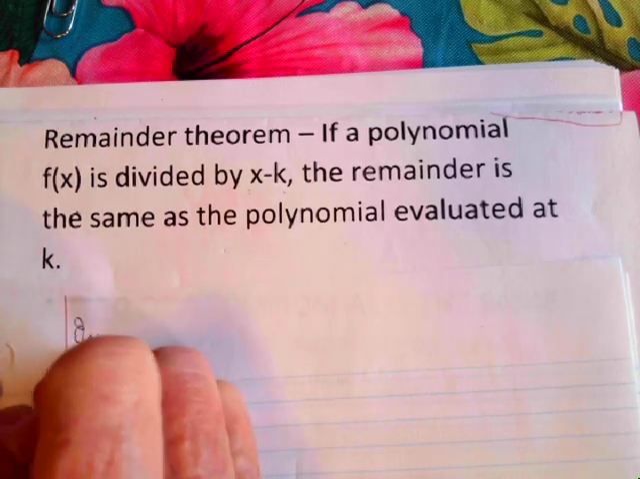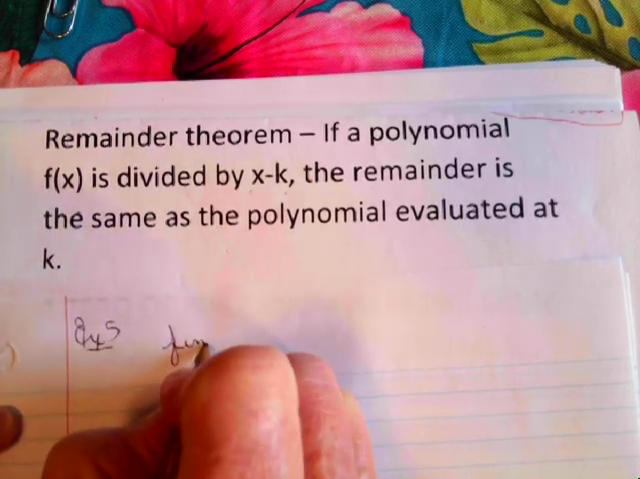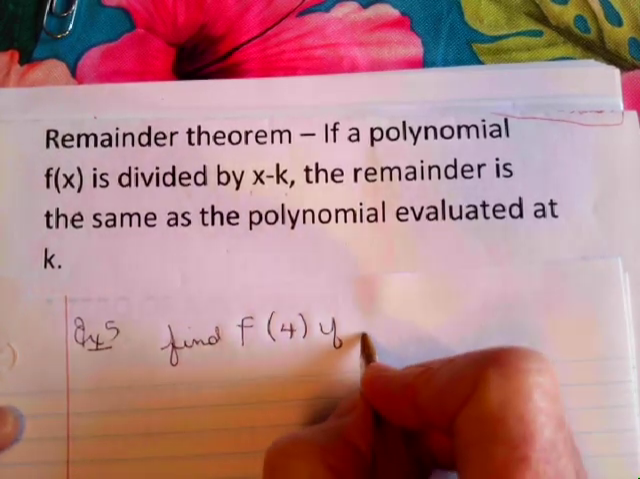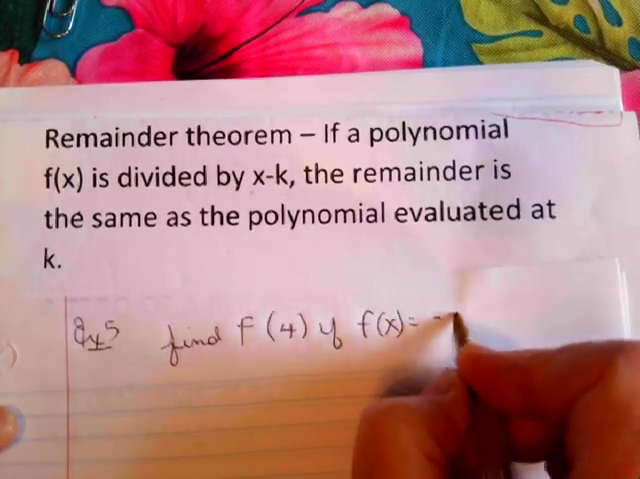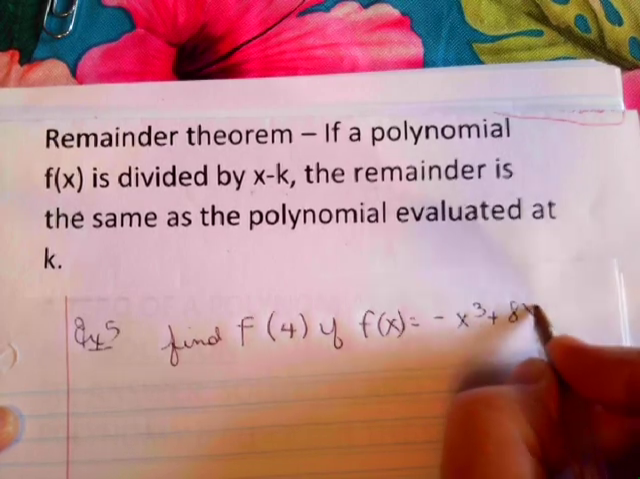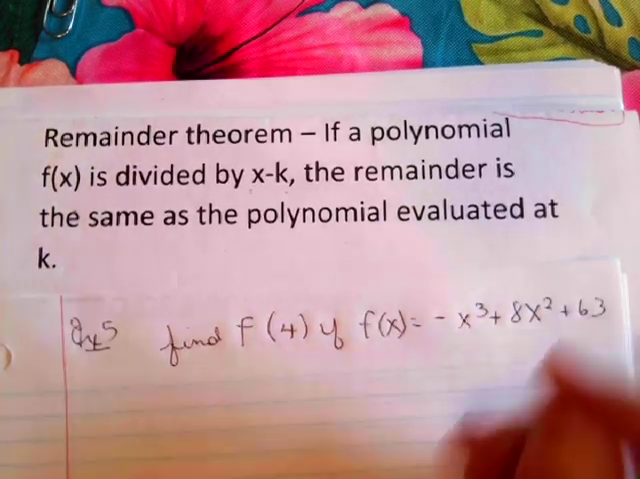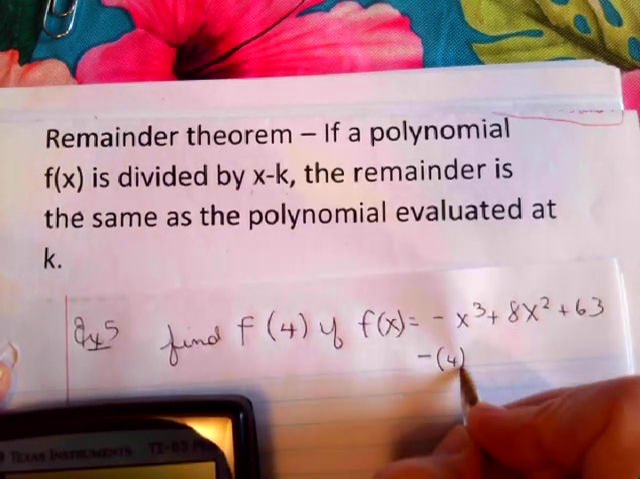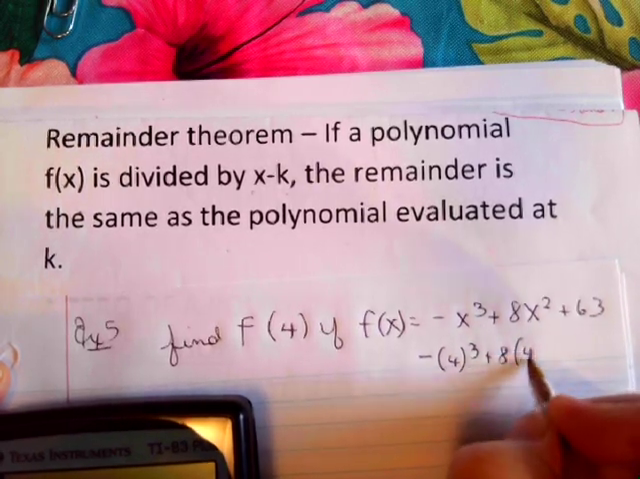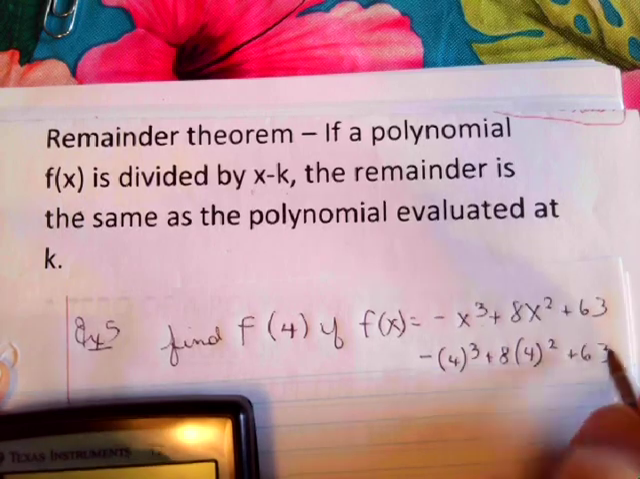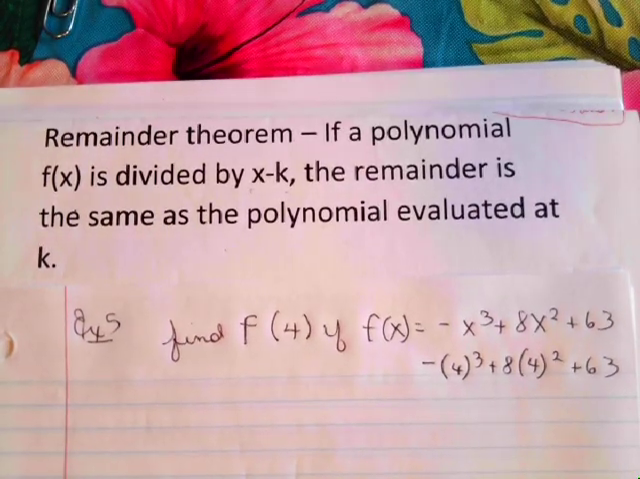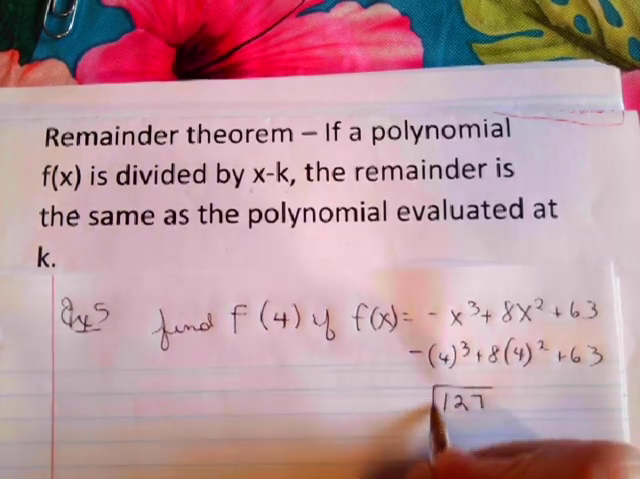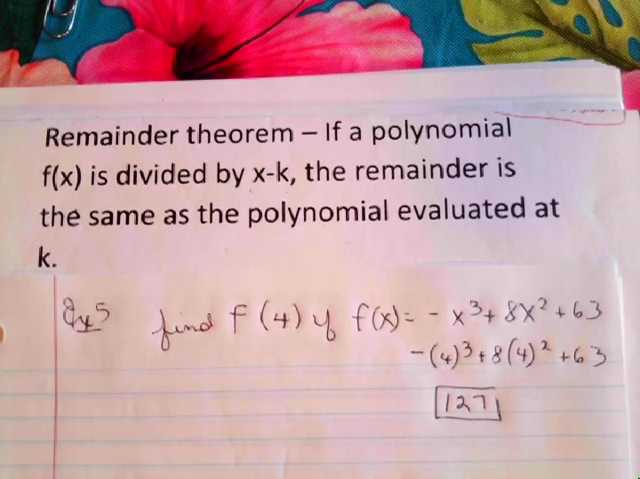Example 5. Find f of 4 if f of x equals negative x cubed plus 8x squared plus 63. So put this in your calculator. You're going to put the opposite of 4 cubed plus 8 times 4 squared plus 63. When you enter that in your calculator exactly like that, be sure you got those parentheses where they should go. You're going to get 127.